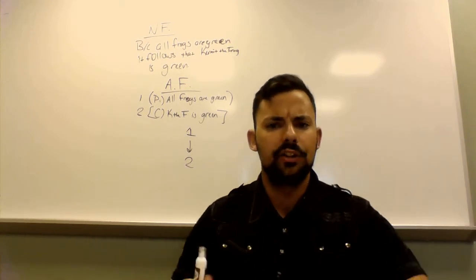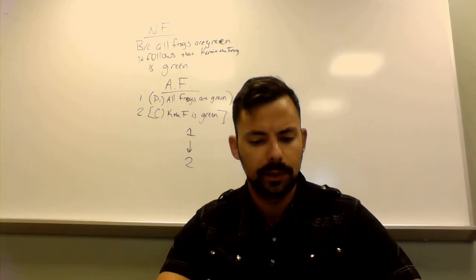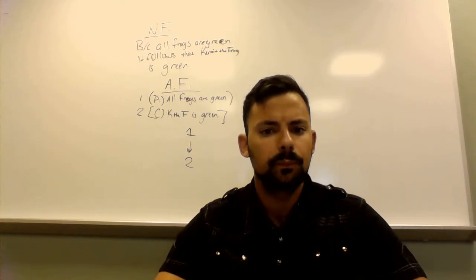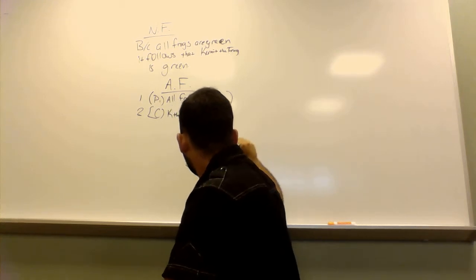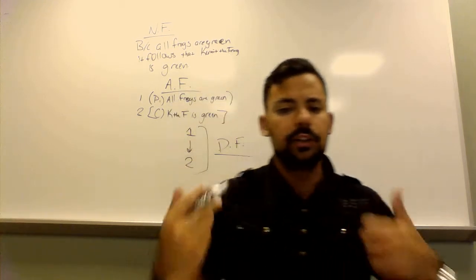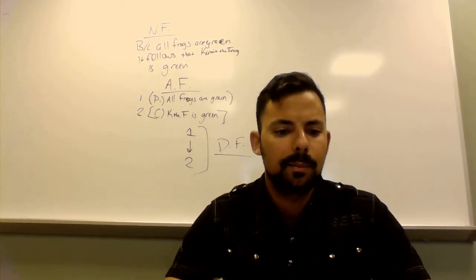Actually, that may be a good analogy. I do call this mapping an argument or diagramming an argument. And so we can actually call this the diagram form. Like I said, I do think of these as maps. So it's the roadmap of the argument, right?